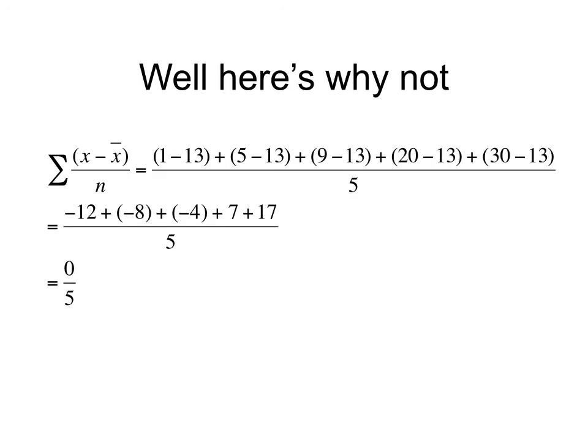Okay, here it is. Please don't copy all this. This is a dead end. The top set of numbers: so we know the mean is 13. We take the sum of the numbers minus the average, divided by the number of scores. So we've got negative 12, minus 8, minus 4, plus 7, plus 17, over 5. It's 0?